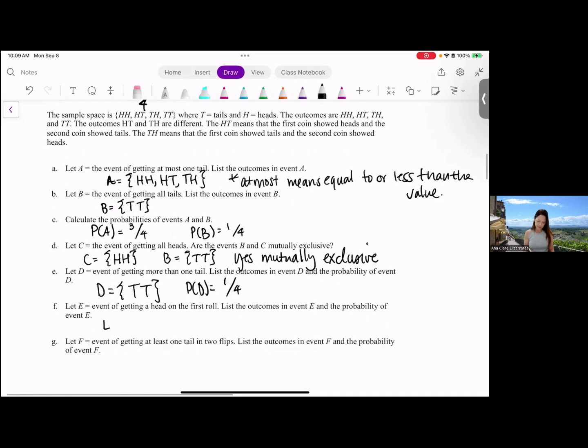E is the event of getting a head on the first roll. We're going to list the outcomes and calculate the probability. A head on the first roll could happen if I'm looking at my sample space above. I have heads, heads, that's a head first, yes. I have heads, tails, that's a head first, yes. Tails, heads is no. Tails, tails is no, because those have tails first. So then the probability of event E, there's 2 outcomes out of the 4 in the sample space.